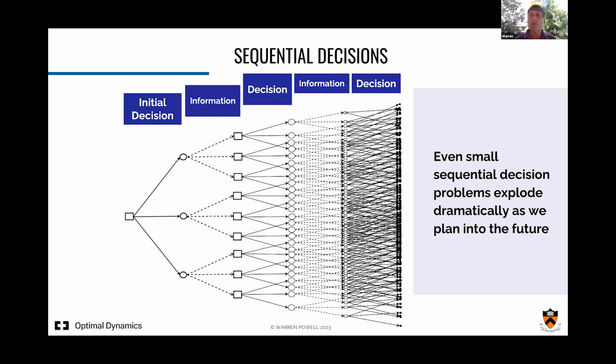Now, here's a very simple sequential decision problem where I take what I know now, and let's just assume that I can buy, sell, or hold an asset. That's pretty simple.